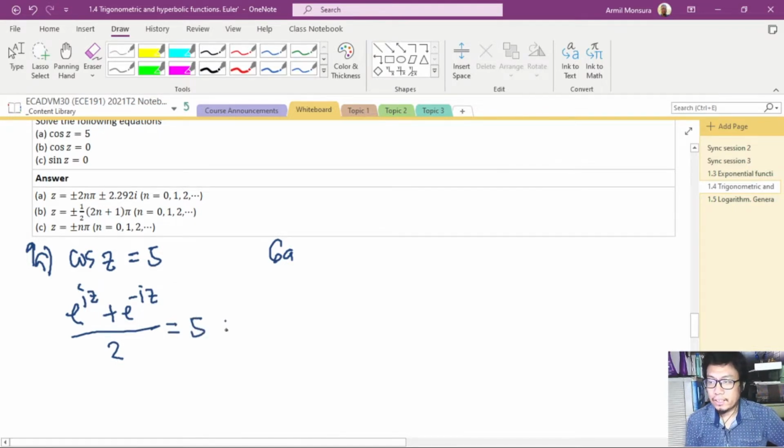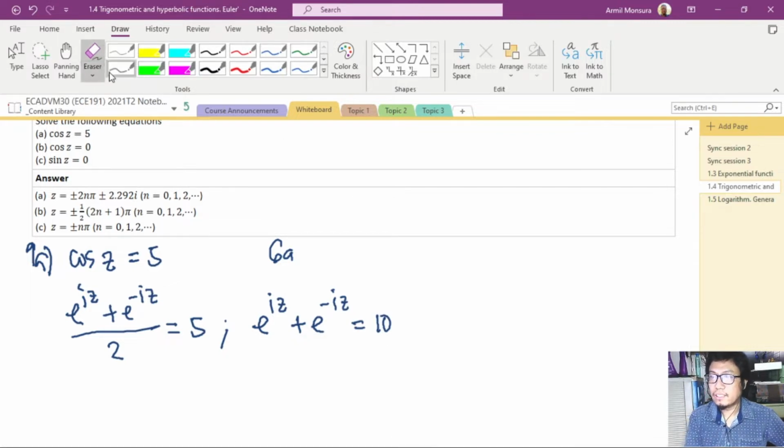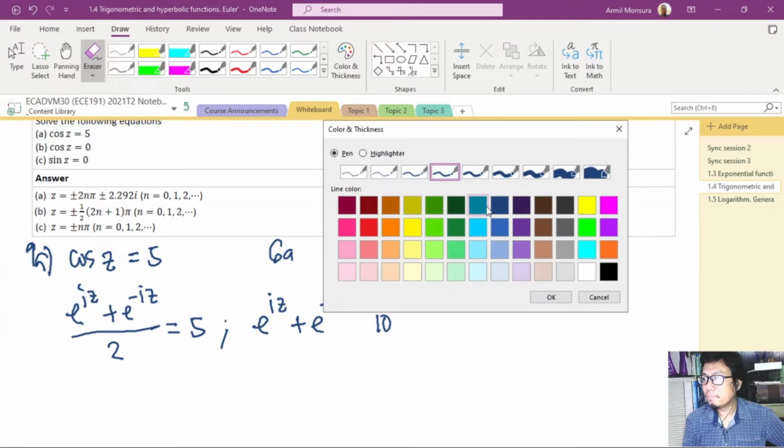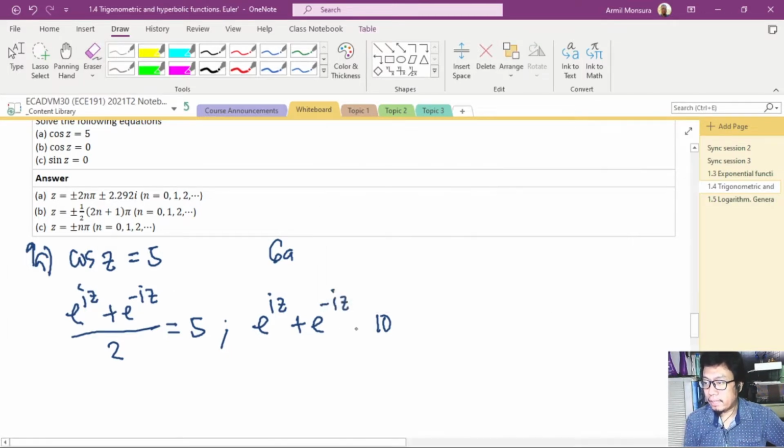Now let's eliminate the fractions by multiplying both sides of the equation by 2. So we will have e raised to iz plus e raised to negative iz equals 10. Or basically, that is minus 10 equals 0, that is, I would transpose 10 to the left side.